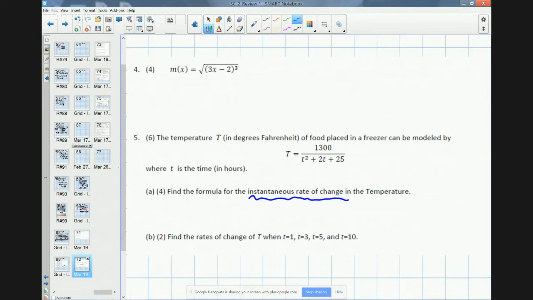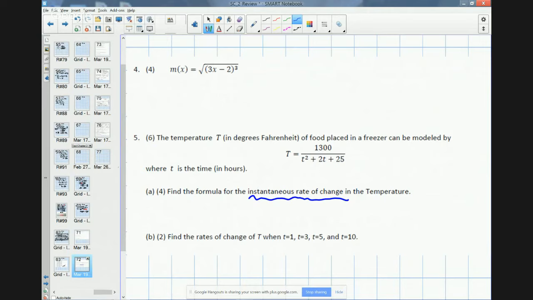Instantaneous rate of change, that's just code for I need to find the derivative of the temperature. And then we'll do that in just a second, but part B says, what are the rates of change of the temperature when t equals 1, t equals 3, t equals 5, and t equals 10? Well, B is easy, right? Because once you have the general derivative, which you'll have in part A, then B is just a matter of substituting in those 4 different values for t.